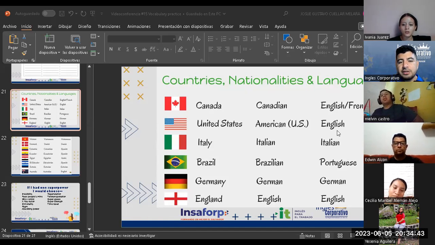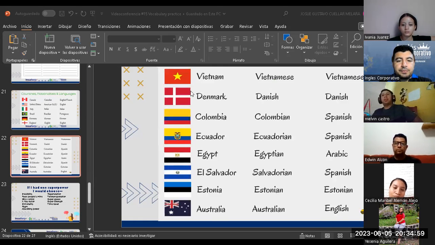English is the language. And here we have, for example, Brazil, Brazilian, and Portuguese, because they don't speak Brazilian. No hablan brasileño, ellos hablan portugués. So that's the language. We have also here, like, El Salvador. Nosotros decimos El Salvador, but in English it's like El Salvador, Salvadorian. You are Salvadorian. I am Salvadorian. And we speak Spanish. Okay, so that's it.